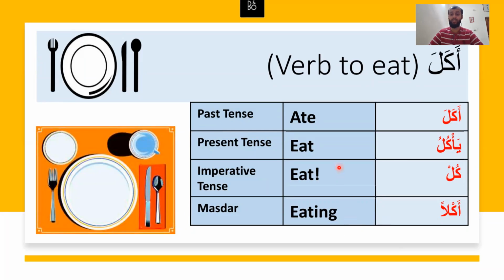If I say eating, it is not past, it is not present, it's not future. Eating is a noun. So aklan is eating. Okay. Aklan is eating or to eat.